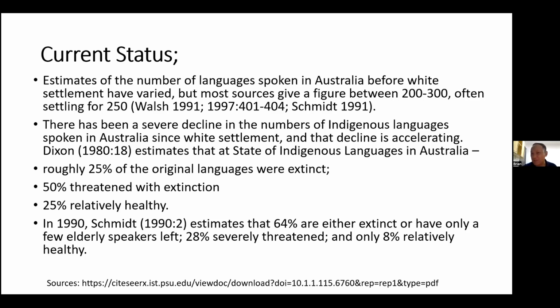Only about a quarter of the languages from the pre-European contact period were still healthy in the 1980s and early 90s. I haven't seen the latest statistics, but I think it's probably worse than this. 60% are either extinct or have very few elderly speakers left. So only about 8% are relatively healthy, and I think this is even worse now. In the past 20, 30 years, things might have gotten worse for some languages. There are one or two languages where the speakers have actually increased, which is a good sign, but generally, no.